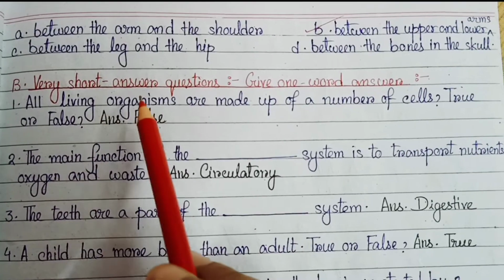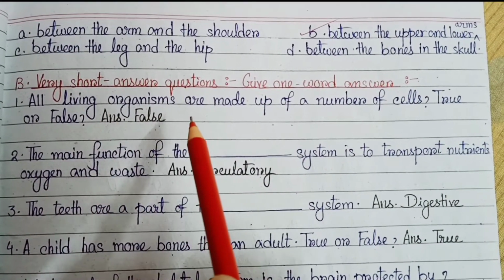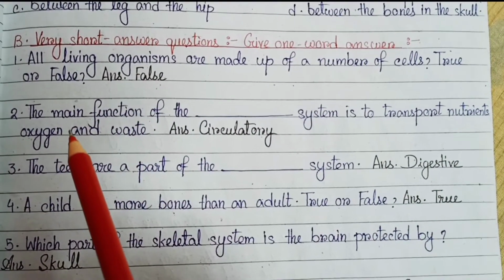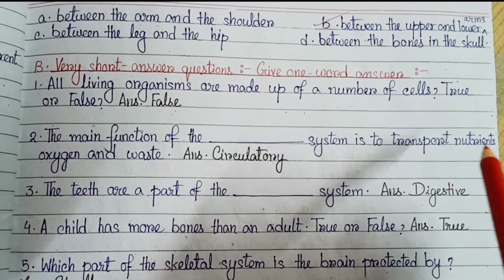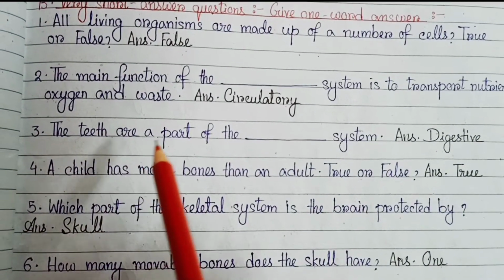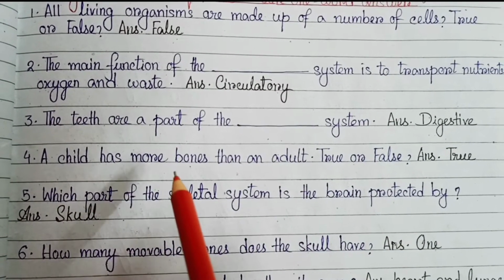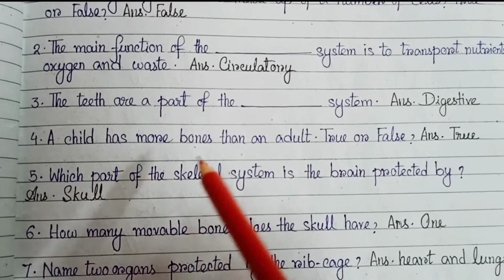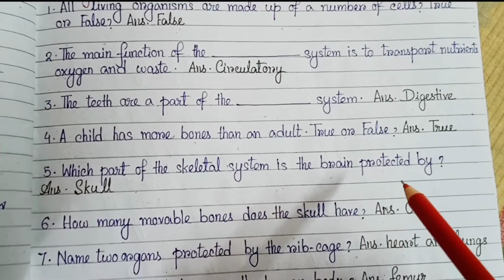Number B, very short answer questions, give one word answer. Number 1, all living organisms are made up of a number of cells. True or false? False. Number 2, the main function of the circulatory system is to transport nutrients, oxygen and waste. Number 3, the teeth are a part of the digestive system. Number 4, a child has more bones than an adult. True or false? True.